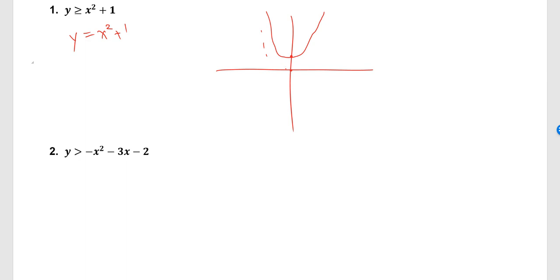Okay. So this is my graph, y equals x squared plus 1. Since I have a greater than or equal to sign, it's going to be a solid graph, okay? Not a dashed graph.